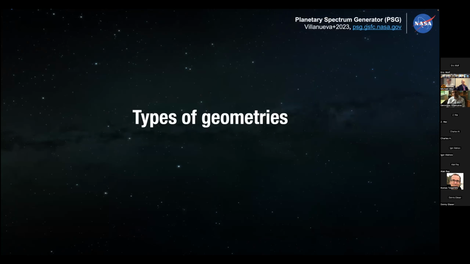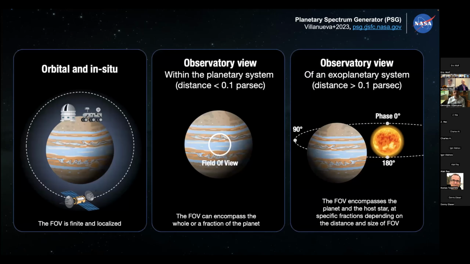Okay, the type of geometries. And again, ROCKE-3D, as we've been talking about, is mostly tailored for exoplanet modeling. But as you know, ROCKE-3D has a heritage in Earth. So you may even want to run Earth simulations with PSG, if you want to do things like that. So there are different types of geometries. What we call the orbital in situ, that includes nadir, limb, anything where you are flying around the planet or on the surface. You can be on the surface of the planet looking up. So that is one type of geometry you can do with PSG.